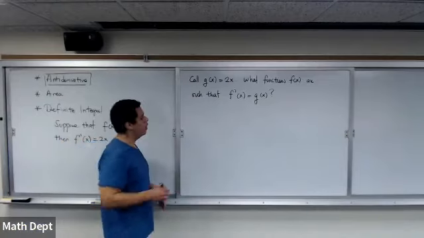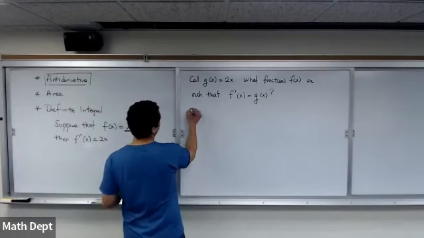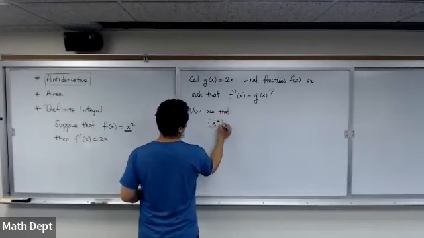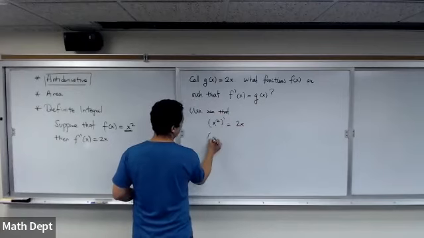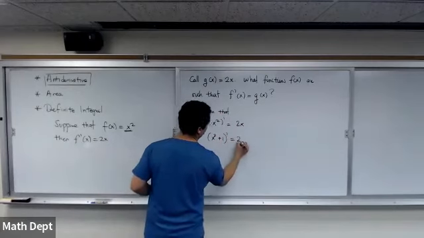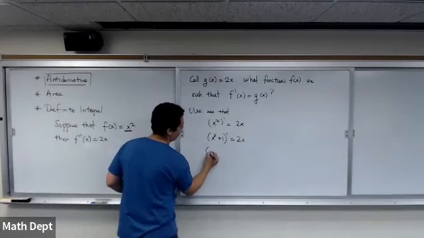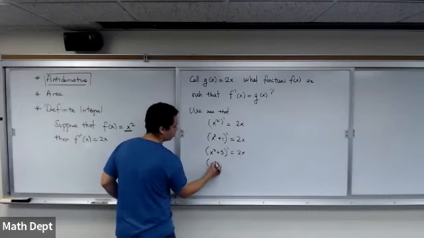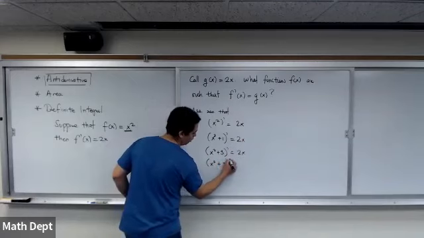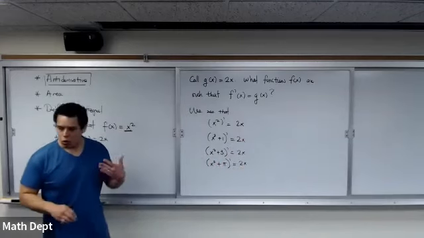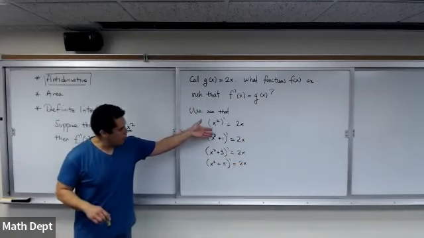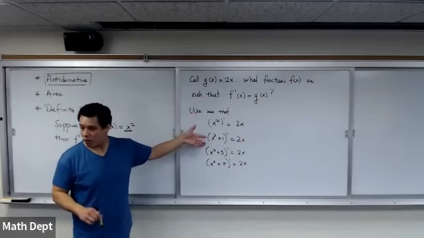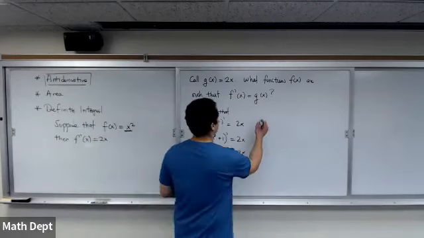Well, in fact, there are. We immediately know the following. We see that, for example, x squared prime is 2x. Also, x squared plus 1 prime is 2x. We also have that x squared plus 3 prime is 2x. We also have that x squared plus pi prime is 2x. What seems to be the case is that the only difference among the functions that we have here is that they differ by a constant. So, something to notice.